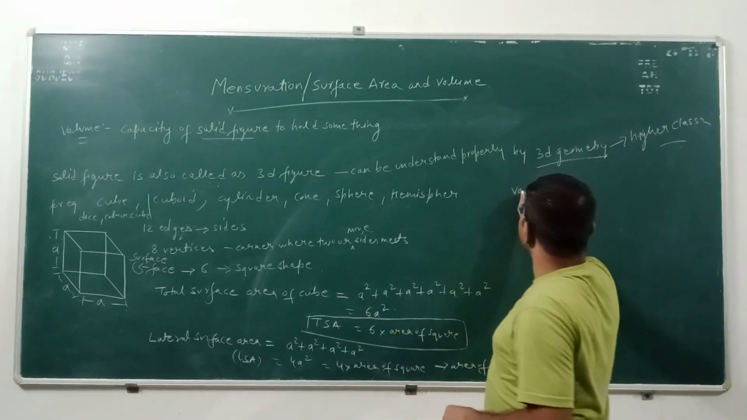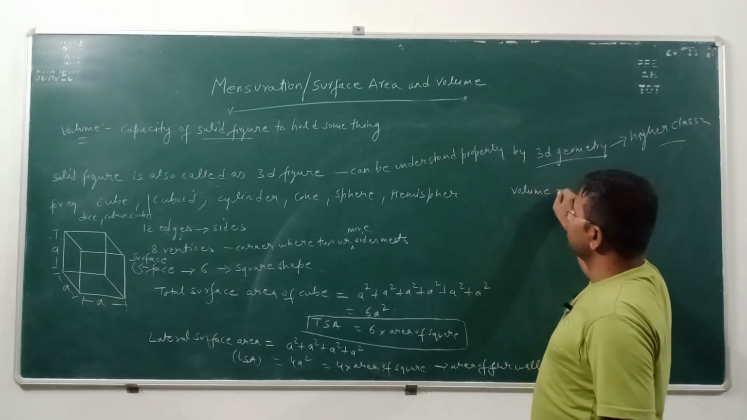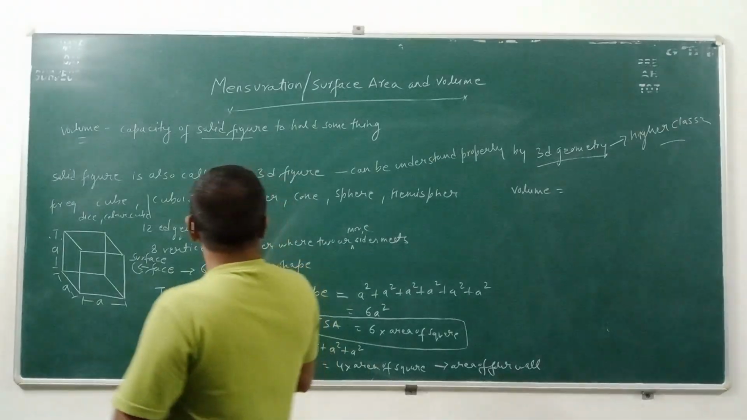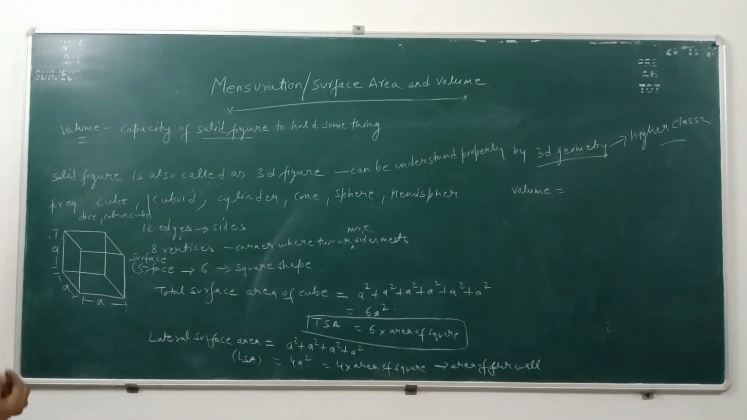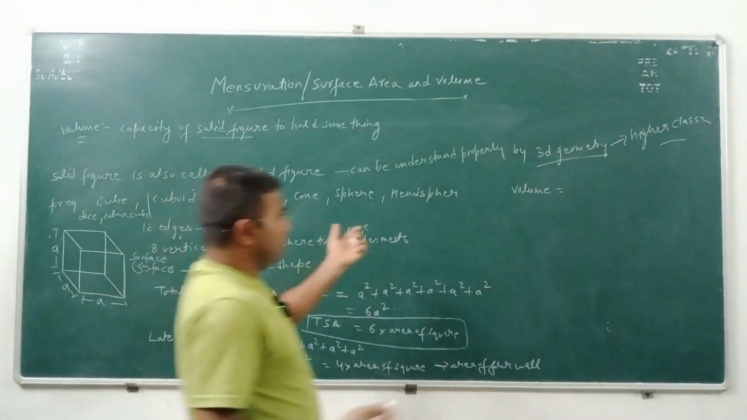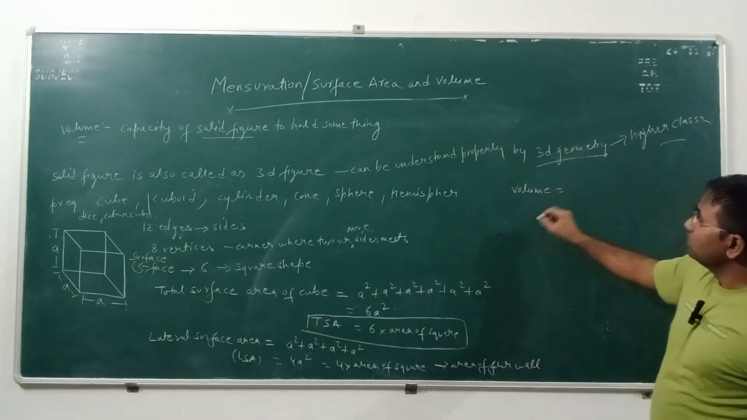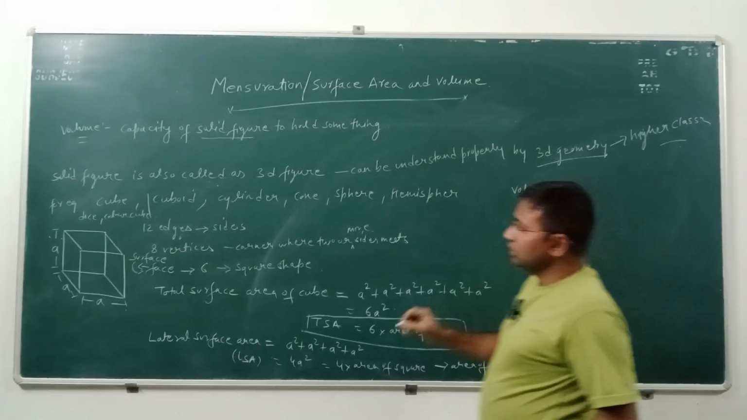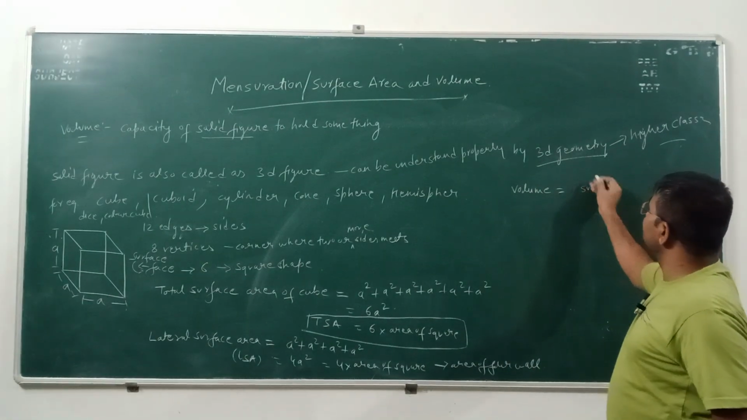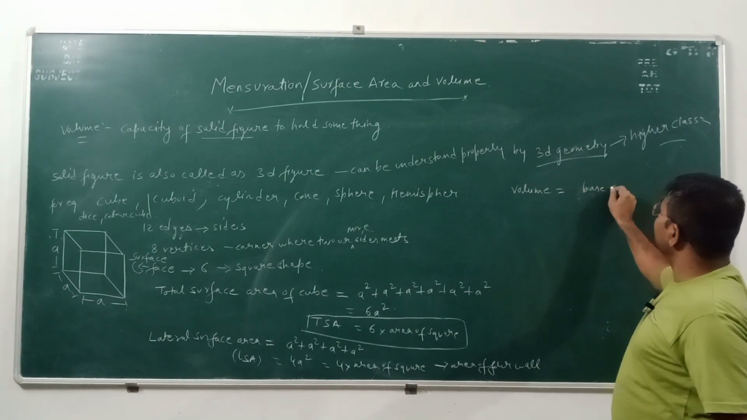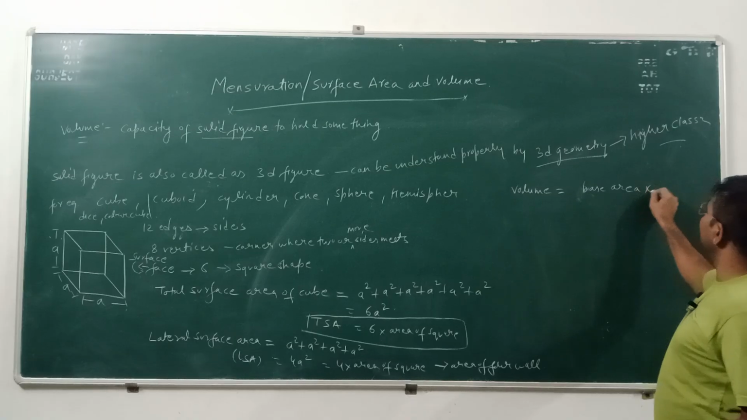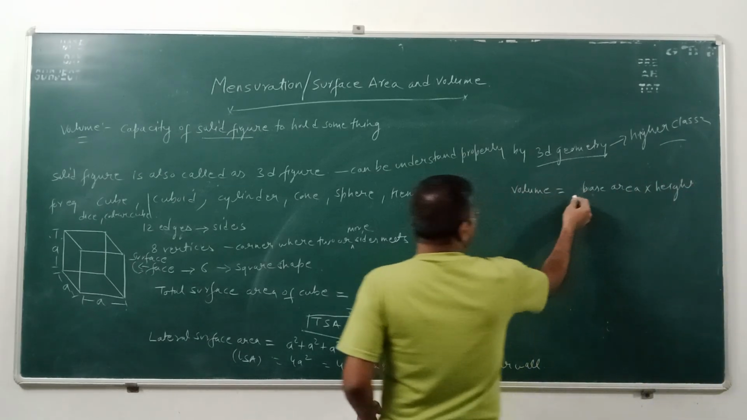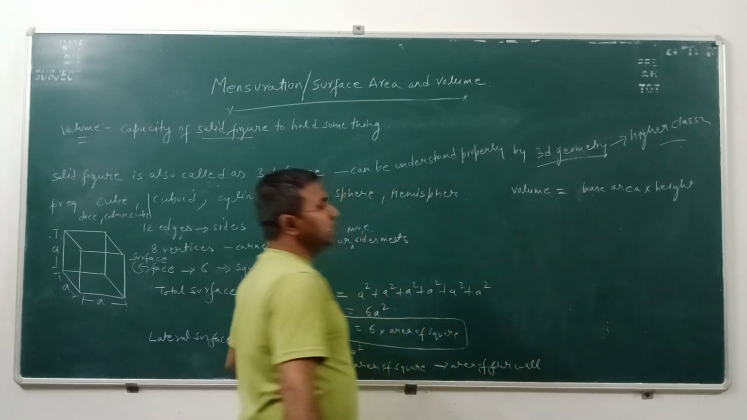Now we will talk about volume. As we have learned, volume is the capacity of a solid figure to hold something. Now the volume of a cube will be what? As you know, volume is defined as base area into height.